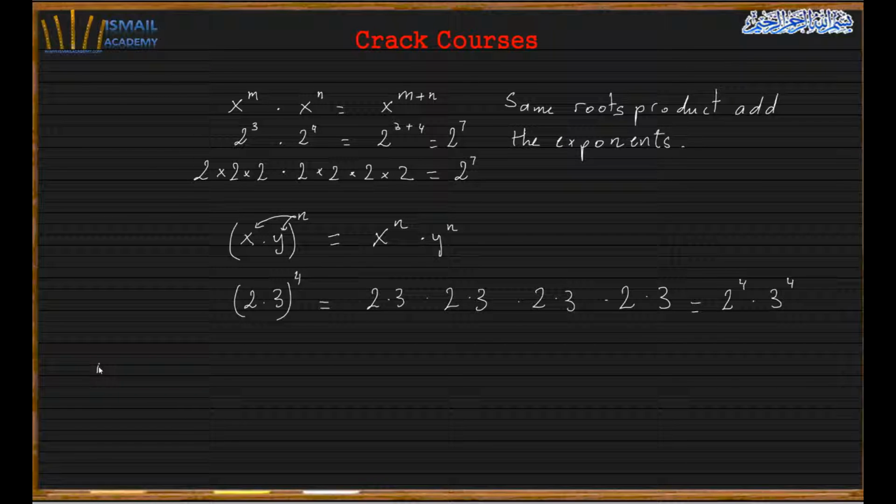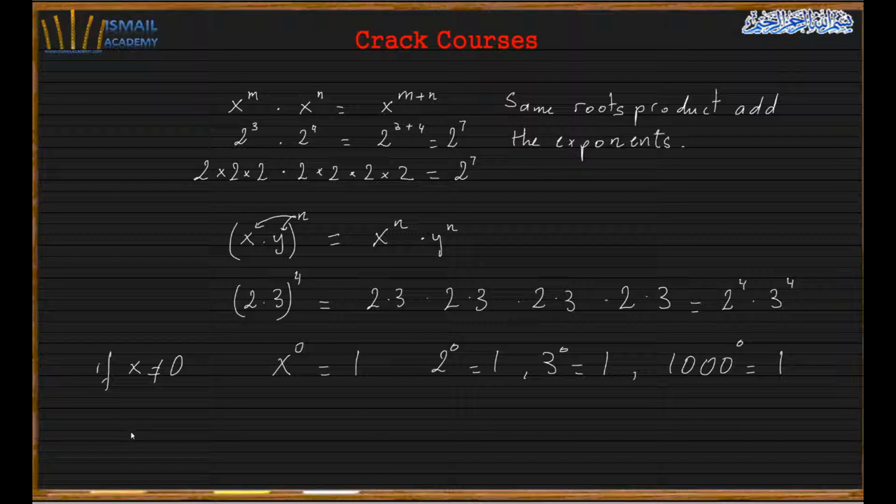And if the root is not equal to 0, then x to the 0th power is always 1. So like 2 to the 0th power is 1, 3 to the 0th power is 1, 1000 to the 0th power is 1. So any number to the 0th power is 1.